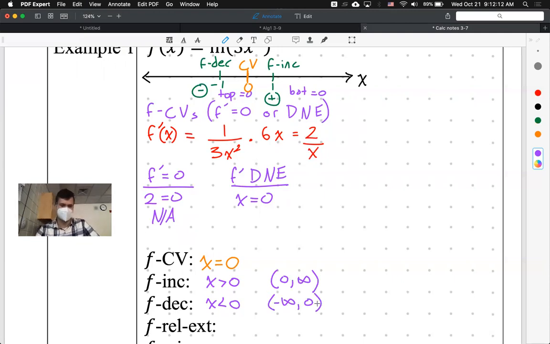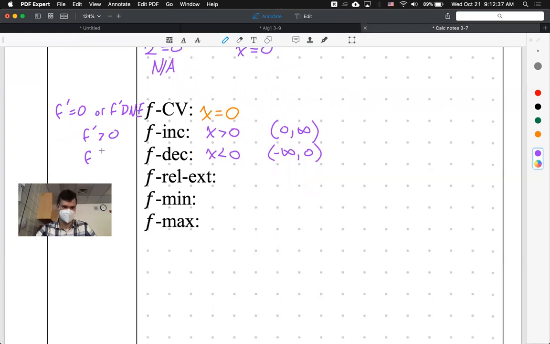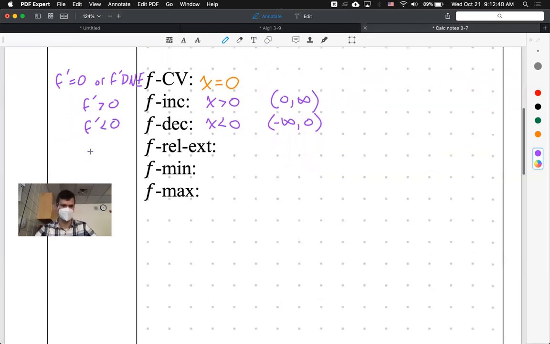All right. I should probably be writing down the definitions of each of these. Let's kind of go rapid fire around the room. Chris, FCV again is, what's the definition of FCV? F prime equals zero, or F prime DNE. Fiona, F increasing. There it is. Andrea, F decreasing. Chris, relative extrema. There it is, F prime sign change. Fiona, F minimum.